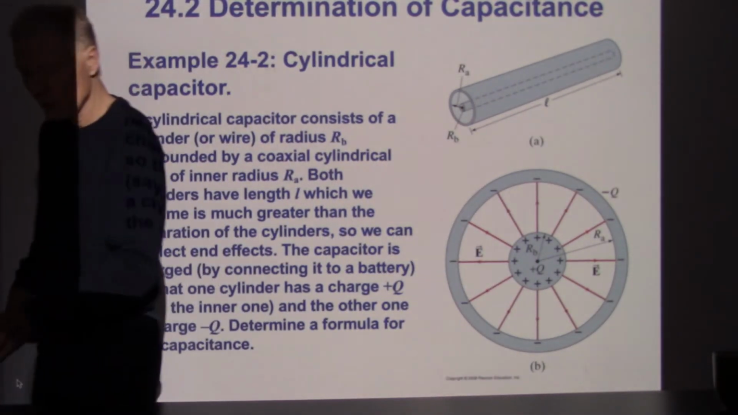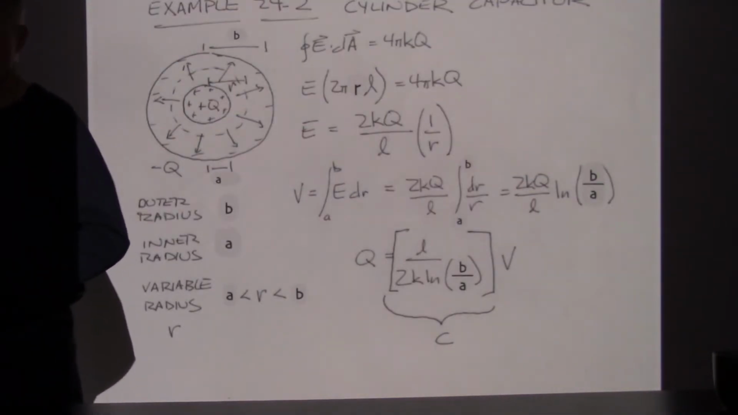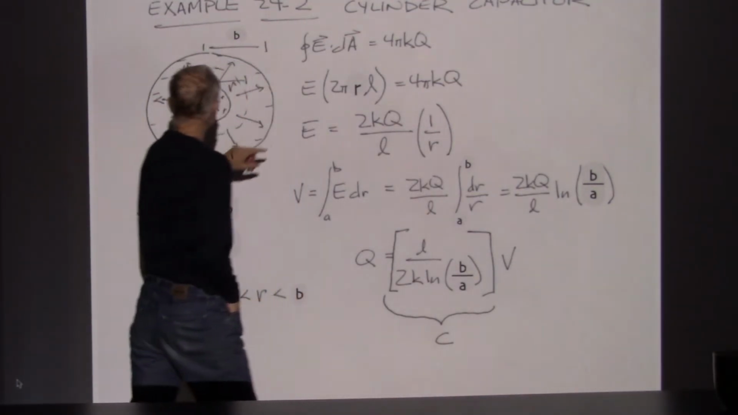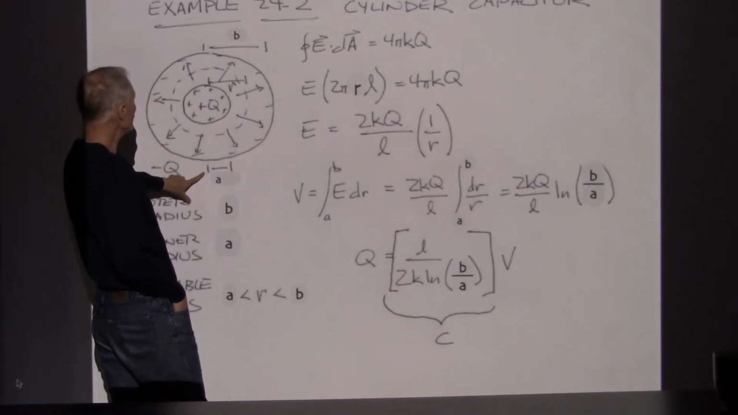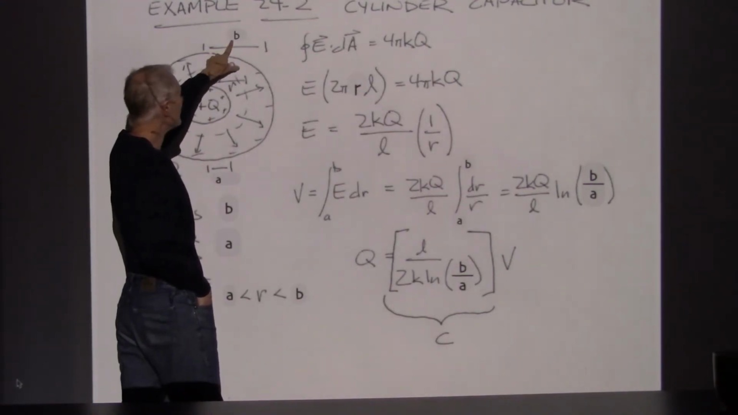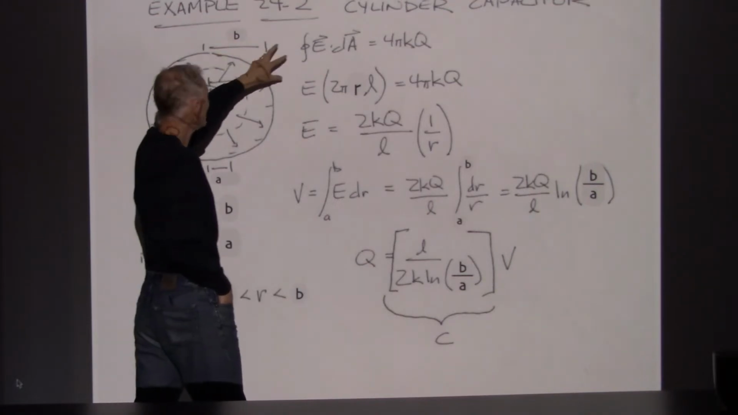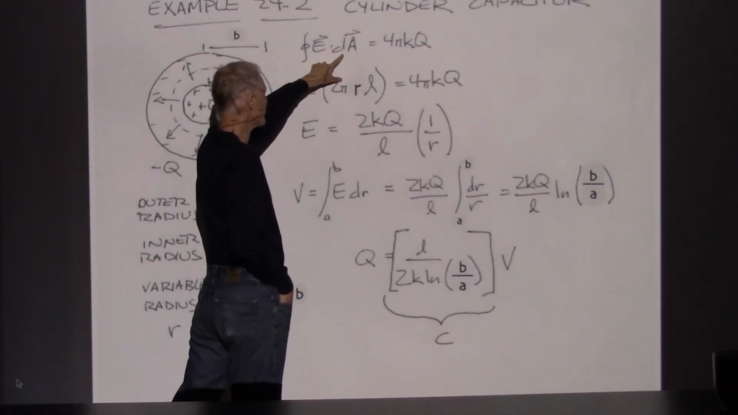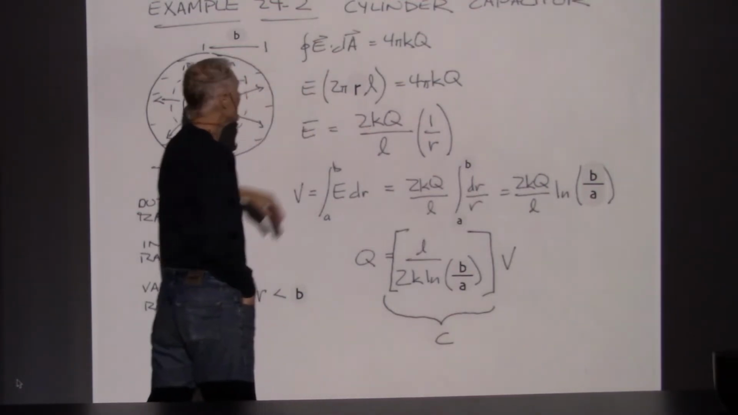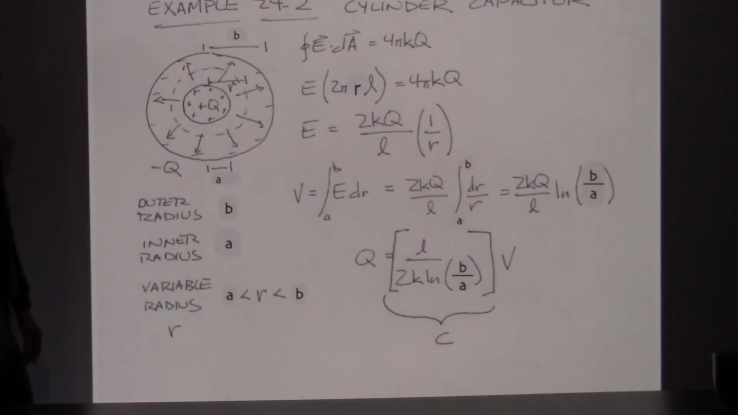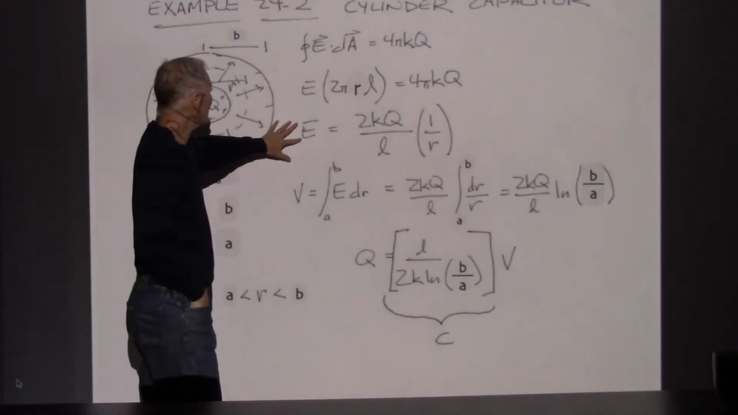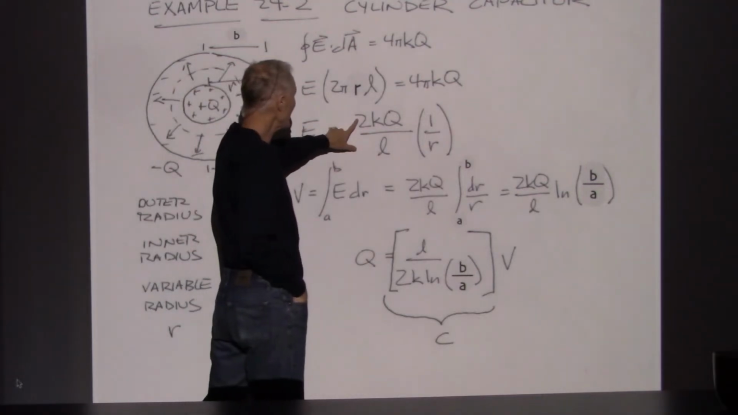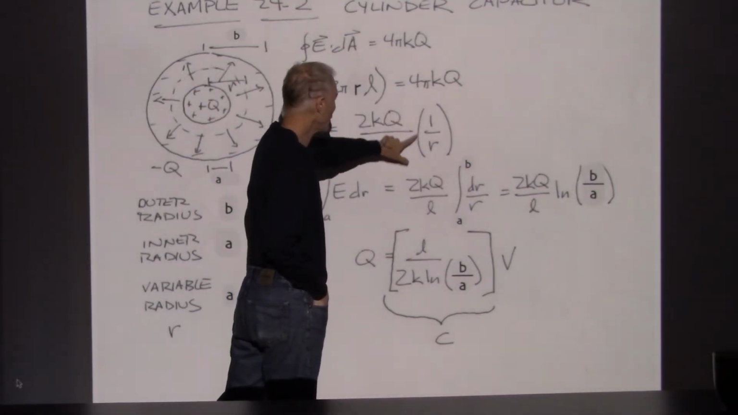So let's try this. The cylindrical capacitor, here's what it looks like. Here's Gauss's law. We're going to go from inner radius A to outer radius B. Remember, for cylindrical symmetry, when we integrate through, the area we get is 2 pi r times L. And that gives us an electric field between the two cylinders of 2kq over L, times 1 over r.